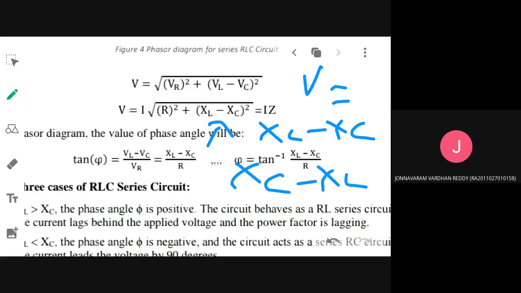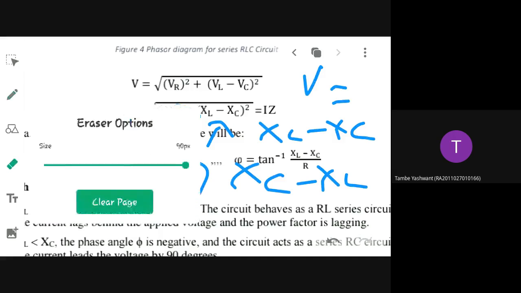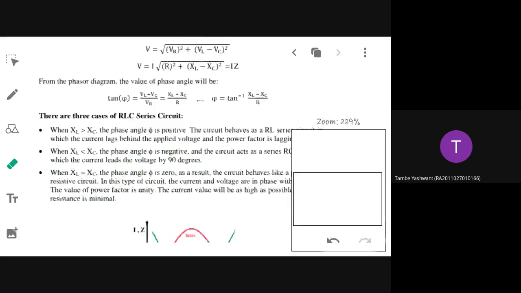Understood this part? Here inductive part is dominant. Here capacitive part is dominant. So accordingly there will be some difference in the phasor diagram and the behavior as well. Alright, so that you need to remember.